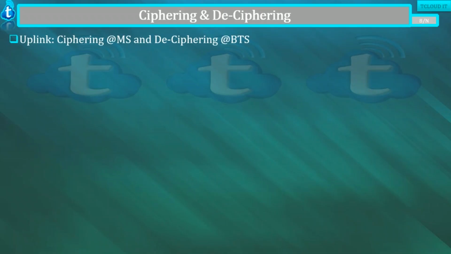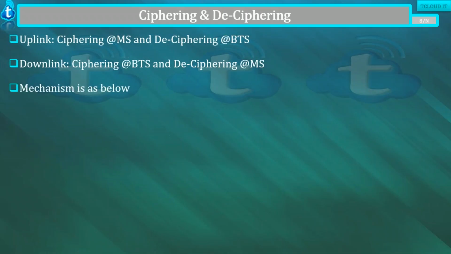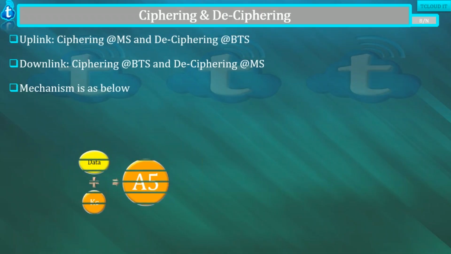This ciphering and deciphering will take place on two components called the mobile station and BTS. So how does it happen? What is the meaning of uplink? What is the meaning of downlink? I will explain in a minute. Just hold on to it. But the mechanism is as below.